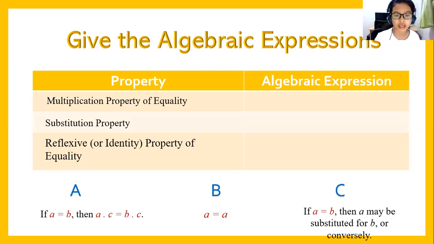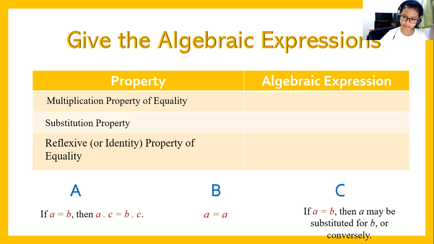Multiplication property of equality is letter A. Substitution property is letter C. Reflexive or identity property of equality is letter B. Okay. All right.